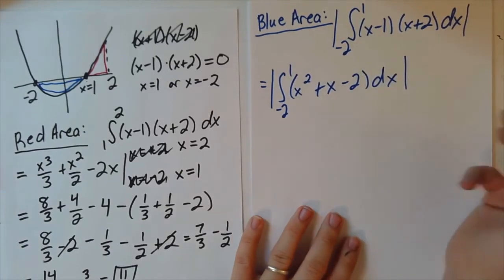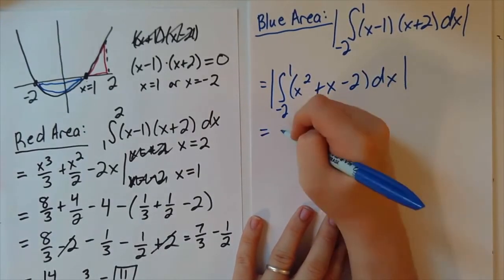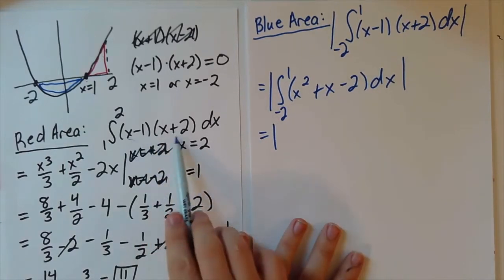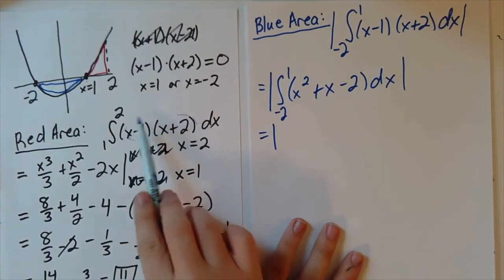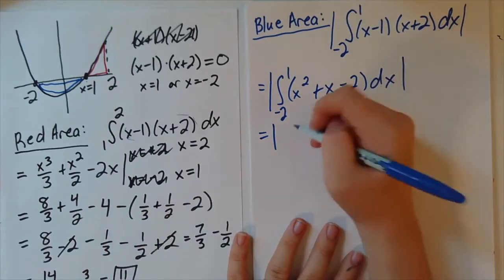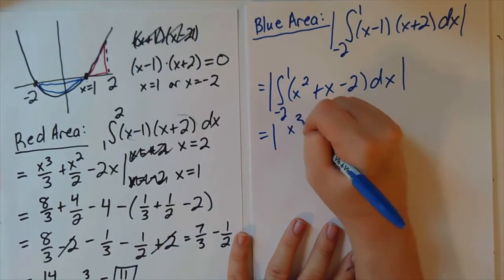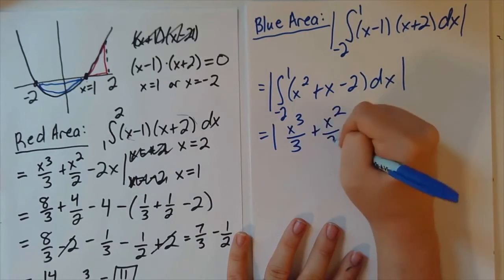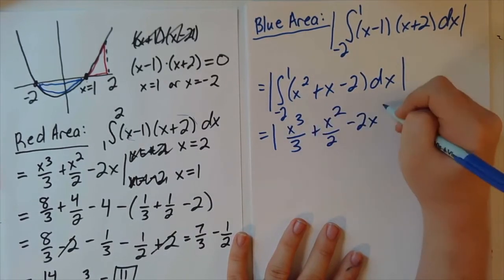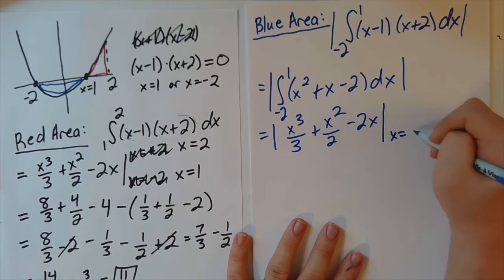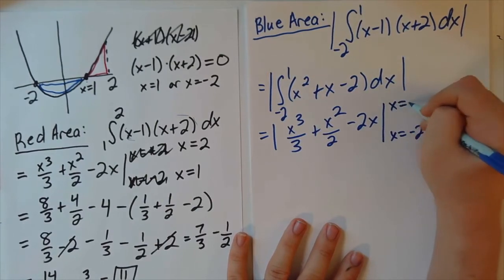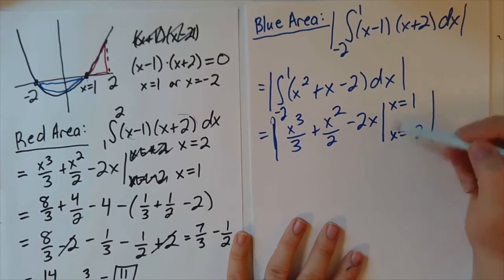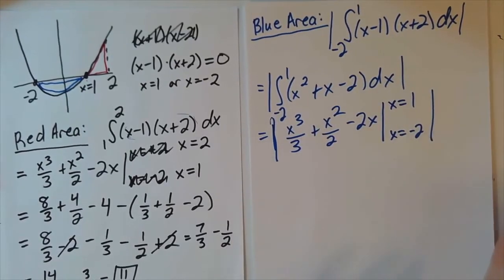Okay, and again, I can use the thing from before, so I can reuse the fact that I already know the antiderivative of x minus 1 times x plus 2. So x cubed over 3 plus x squared over 2 from minus 2 to x equals plus 1. Okay, notice this bar is not an absolute value bar. Only the outside ones are absolute value bars.